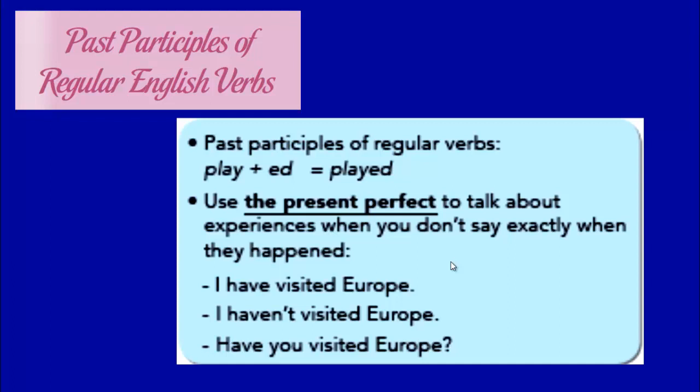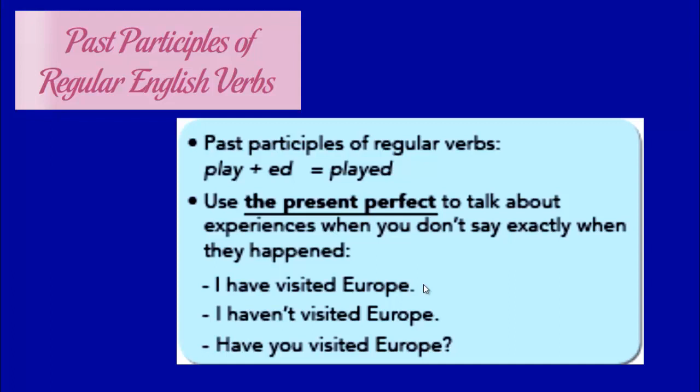Like here, the first example, I have visited Europe. Okay, have I said when? I haven't said when, so you are going to use present perfect. So it's going to be what? I have visited Europe. If you want to make it negative, that's right, I haven't. So have becomes haven't. If you find has, that's right, it's going to become hasn't.